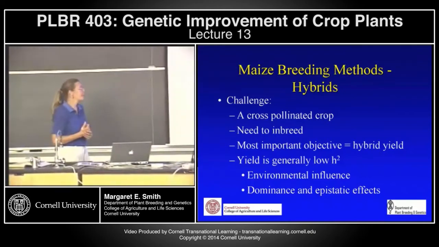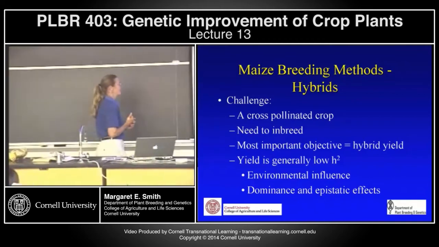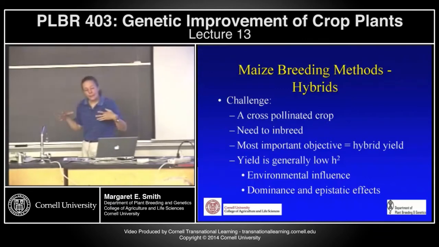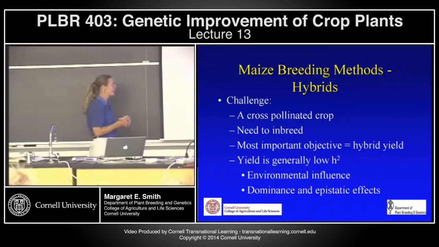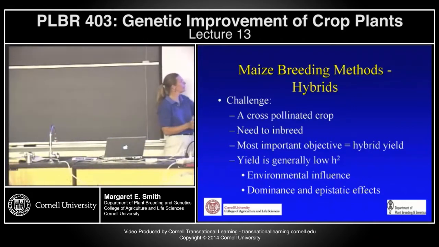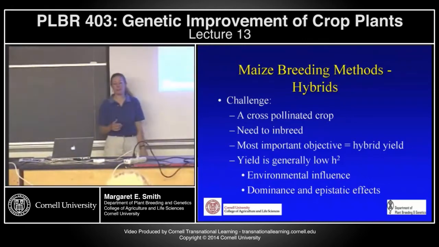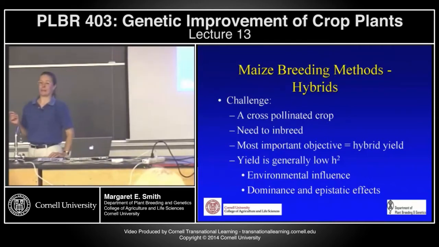So in terms of breeding methods for hybrids, there's a fundamental challenge with a cross-pollinated crop like maize. So you have a cross-pollinated crop. Your need in breeding is to inbreed, something that typically happens easily with self-pollinated crops, but not with cross-pollinated crops. They don't do that job for you. Your most important objective, and here I'll focus on the US, is hybrid yield. And yield is generally low in heritability. How much have you guys talked about heritability so far?